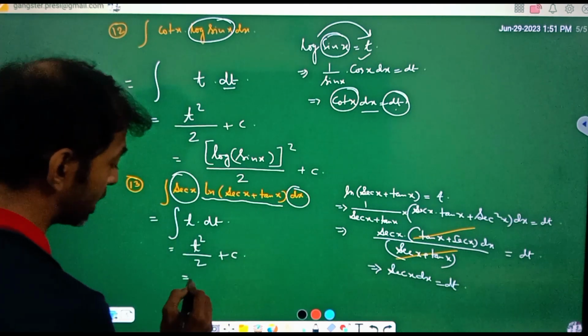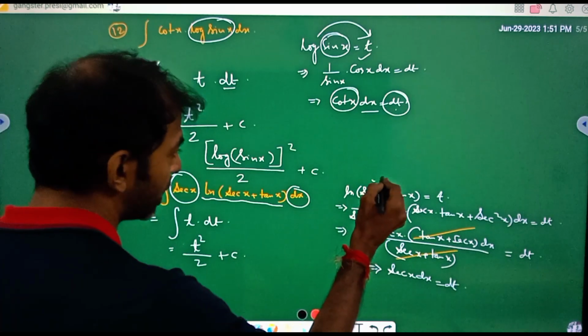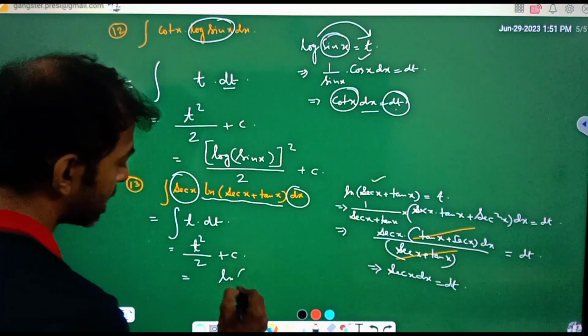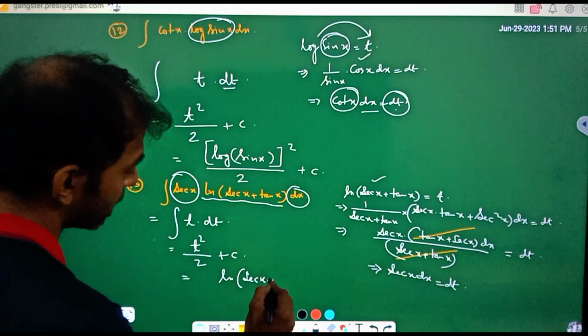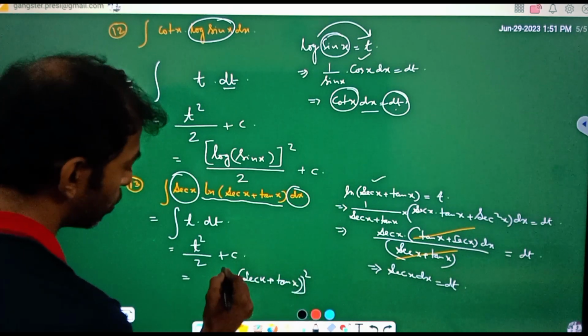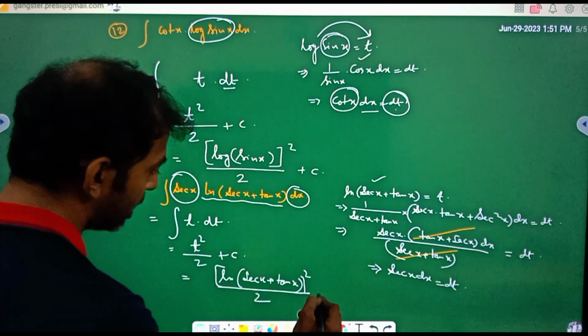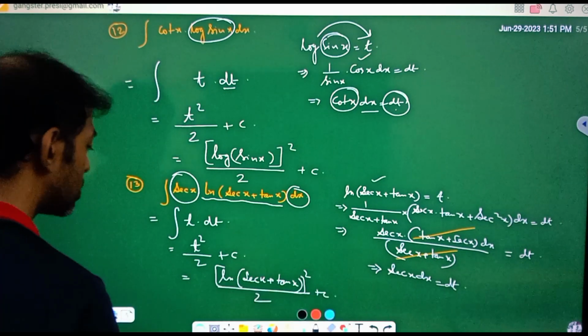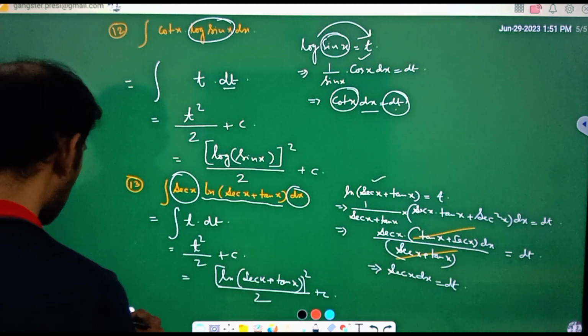c is the integral constant, and just put the value of t here, and that is (ln sec x plus tan x) whole square, total by 2 plus c. That's our 13th problem. So c is our integral constant. Now moving on to the 14th problem.